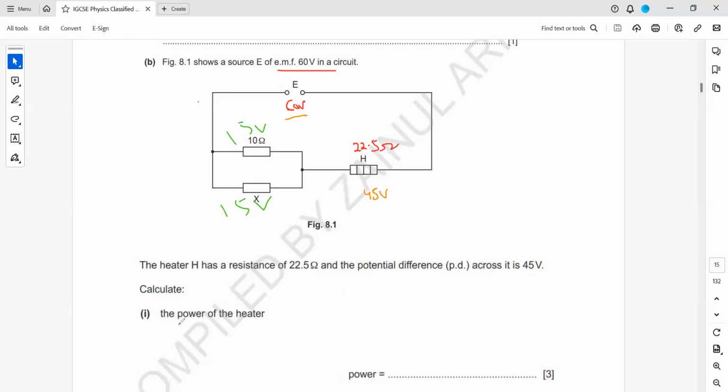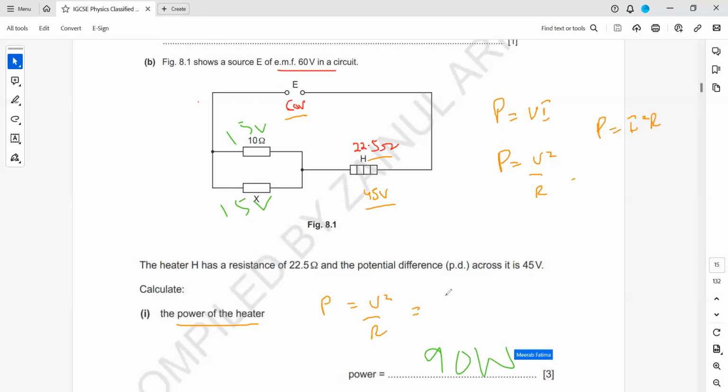The question is the power of the heater. If we need the power of the heater, we have the voltage and we have the resistance. Power has different formulas. If we have voltage and current, P equals VI. If we have voltage and resistance, V squared over R. And if we have current and resistance, I squared R. So power is equal to V squared over R.